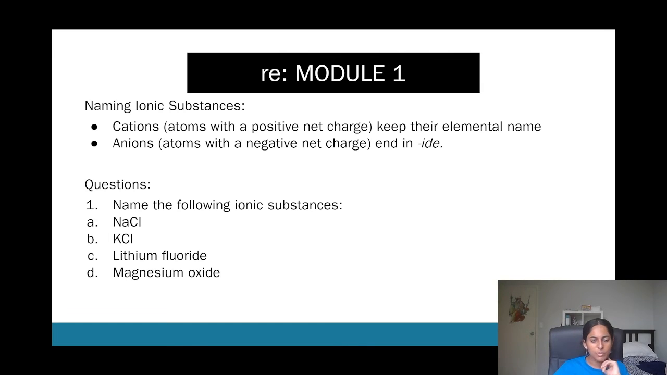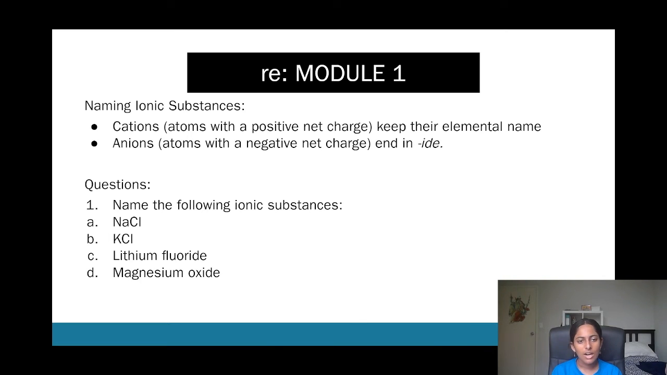The next one is naming ionic substances. So for ionic substances, for cations, you need to have their elemental name. So if it's barium, it'll be barium, it won't change. But the anion will change. It would end with IDE. So let's say if it's fluorine, it will change to fluoride. So hopefully that makes sense.